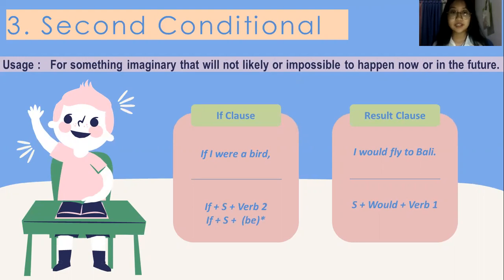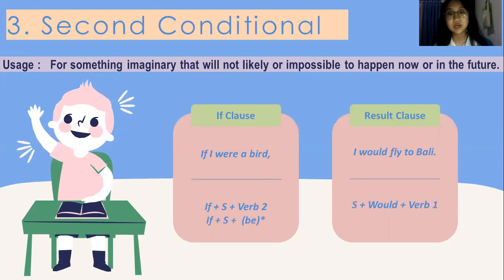if I were a bird, it's not possible for us to be a bird, right? So it is impossible to happen. That is why the sentence is called the second conditional, because it is impossible to happen now or in the future, right? We cannot be a bird now, or in the future we cannot be a bird too, right? So the sentence here, if I were a bird, I would fly to Bali. The if clause is at the beginning of the sentence. That's why it used comma here.